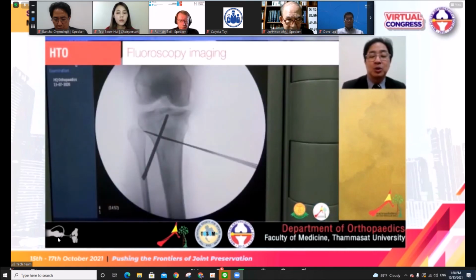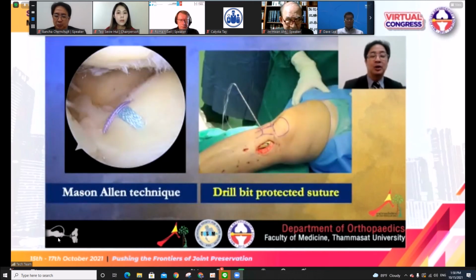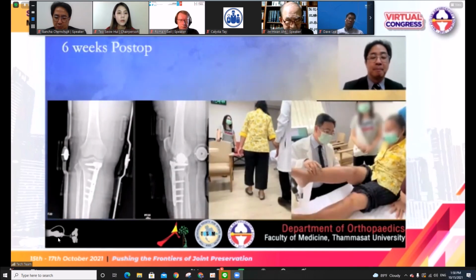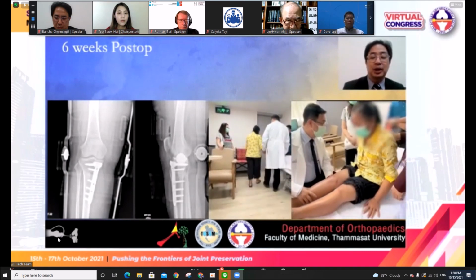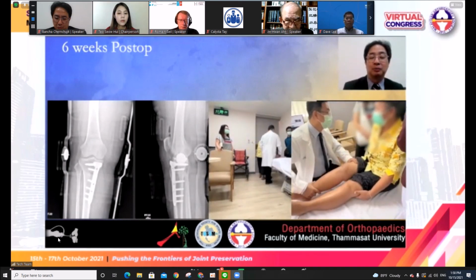How to save my suture repair from the HTO saw blade and chisel? I use the endobutton drill bit to protect my suture all the time during the HTO. 6 weeks after the surgery, the patient is doing very well.